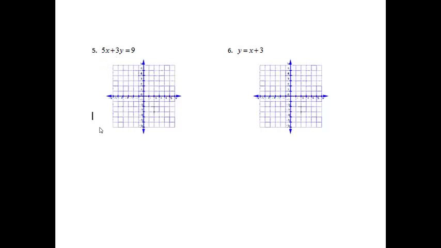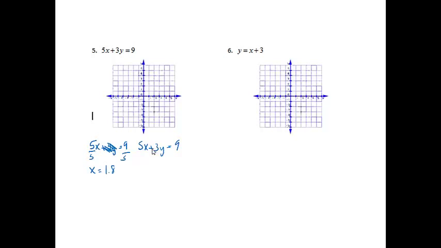The first thing that I'm going to do again, since it's not solved for y, I'm going to write it twice. And then to get the intercepts, the first one I'll let the y be 0. So if I divide both sides by 5, x will actually end up equaling 1.8. So I'll go to the x-axis at 1.8, which is just a little bit before 2.